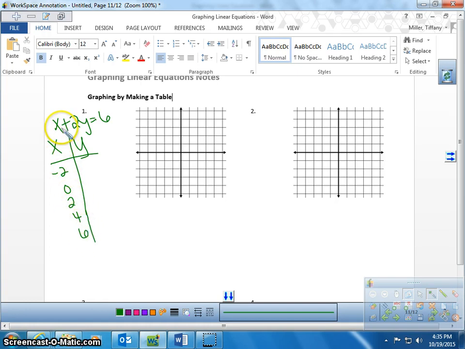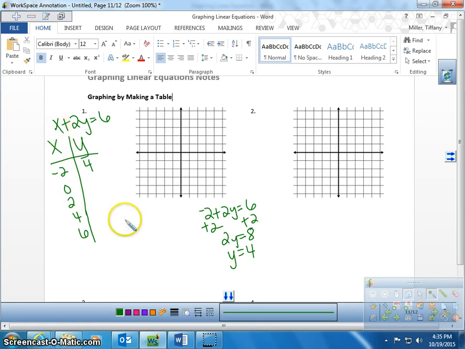You're going to plug in -2 for the x. So over here, -2 plus 2y is equal to 6. Add 2 to both sides. 2y is equal to 8. Divide, y is equal to 4. We're going to do that with each value.